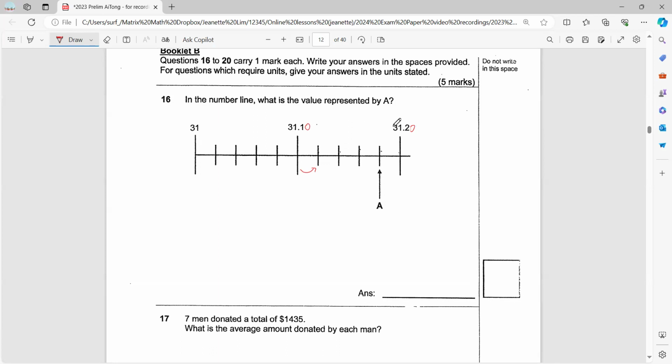So if you look at it, 10 to 20 is an increase of 10. And if there are 5 intervals, then every interval is an increase of 2. So this should be an increase of 0.02. Okay, you keep increasing by 0.02. So this is 31.12, 31.14, 31.16, 31.18. Now check that it flows nicely to the next number, 18, 20. Okay, correct. So 31.18.